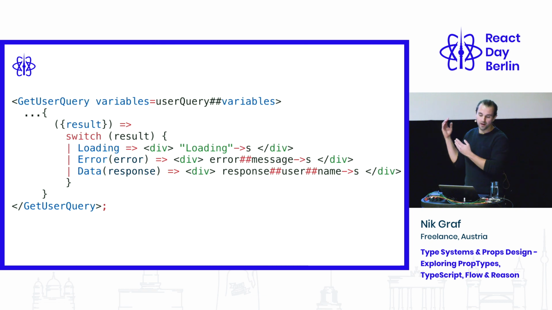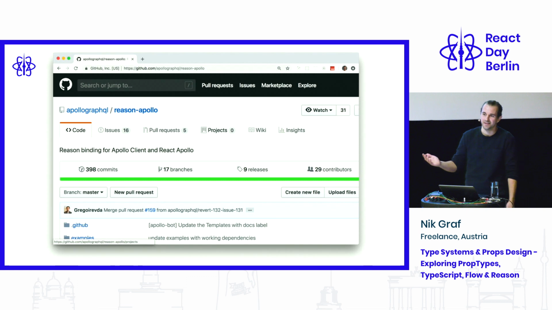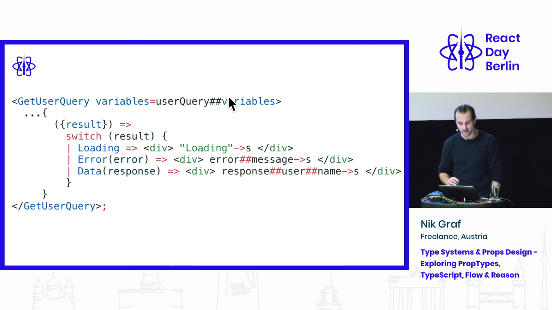I don't have the Flow version. I ran out of time preparing the slides. But this is the Reason version. In Reason, we have Reason Apollo, which does exactly the same thing. It basically wraps Reason React and gives you the same thing for Reason. And this has actually been there for quite a while.